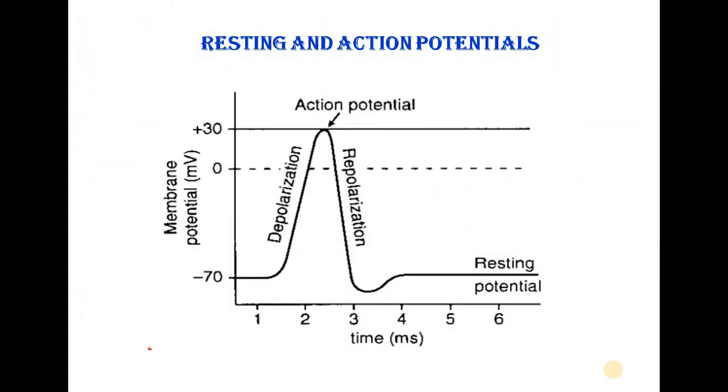This diagram shows the resting and action potentials along with depolarization and repolarization. So from the graph it is understood that initially when time is equal to 0, the cell is in the resting potential which measures approximately minus 70 millivolt. Then due to depolarization it reaches the action potential with an amplitude of plus 30 millivolt. Then repolarization brings it back to the resting potential condition.